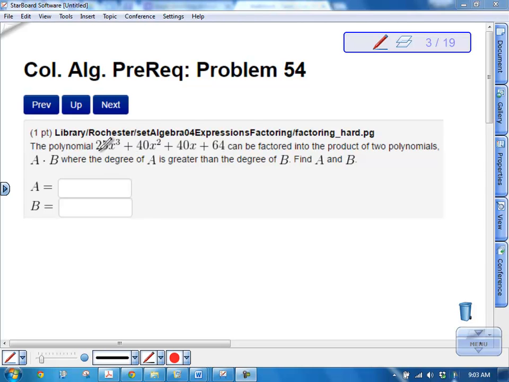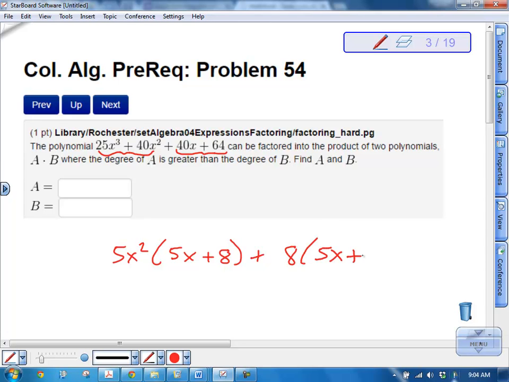So we can pull out the biggest number we can pull out of 25 and 40. It would be 5, so let's pull out a 5. We can also pull out x squared, and that leaves us left over with 5x plus 8. All right, let's do the same thing with the next two then. We're just factoring by grouping, right? We group together the first two, and now we're doing the second two. We can pull out an 8 from the second two, and that'll leave us with 5x plus 8.